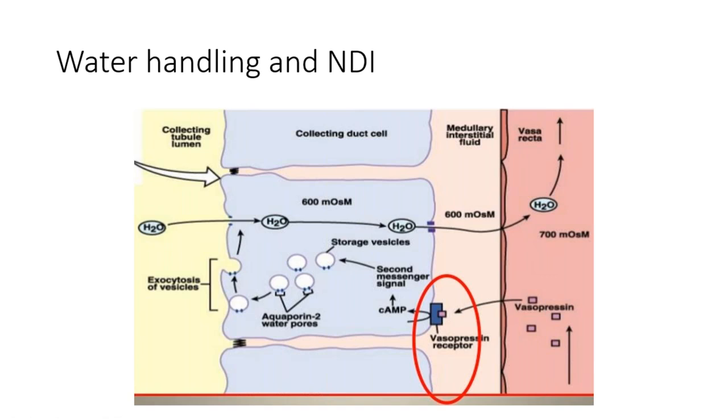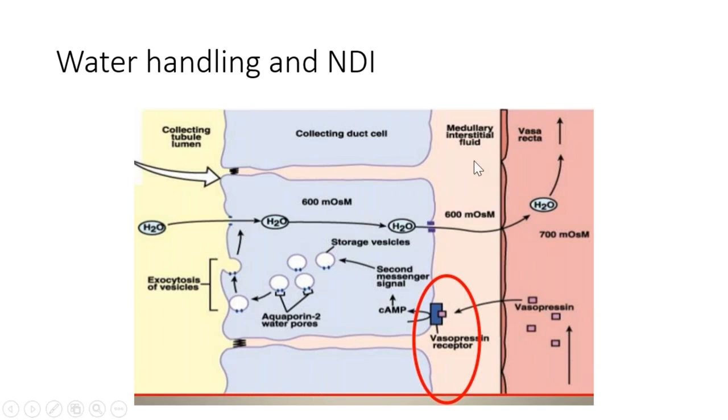So vasopressin acts upon our collecting duct cells, and it upregulates these messenger signals to allow the release of aquaporin molecules into the membrane of our collecting duct cells. And this facility allows the collecting tubule cells to essentially become permeable to water. So prior to this, they were impermeable to water, now they're permeable to water.